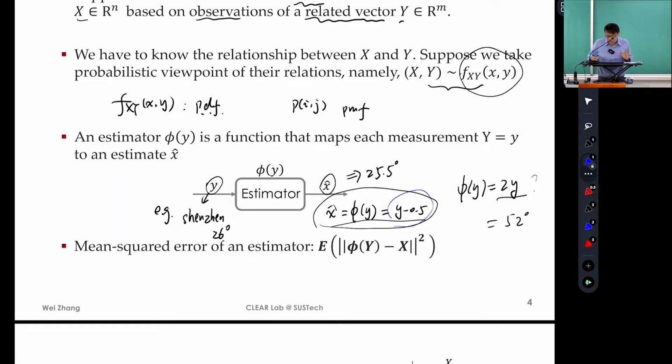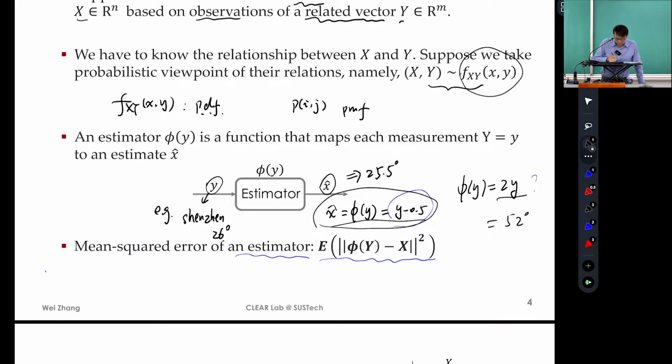Okay, so the mean squared error estimator is just trying to evaluate which estimator is good or bad based on a cost function. It's similar to our least squares problem, right? In least squares, let's directly work on this example.